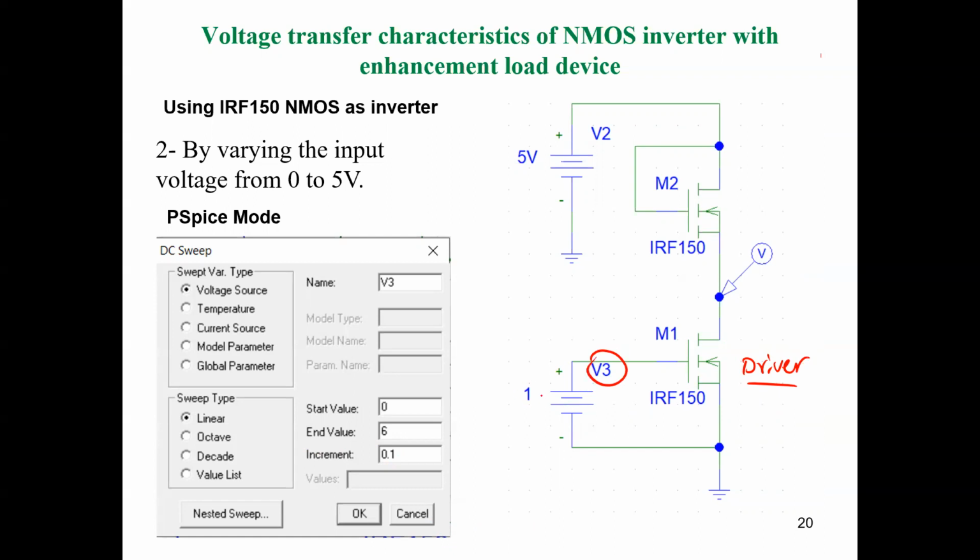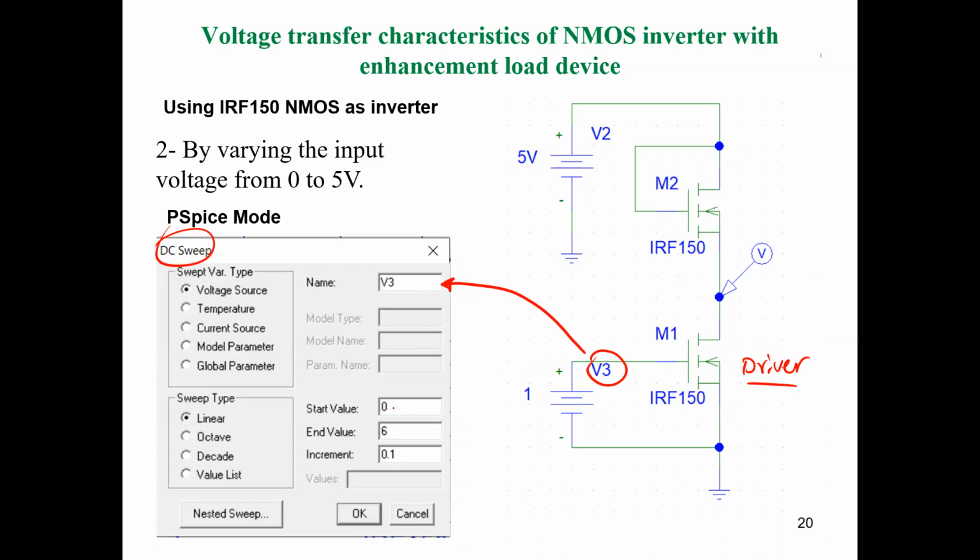Preliminary, it was a 1 volt battery like that, for instance. However, we are going to use here another mode, which is DC sweep mode. For DC sweep mode, don't care about the value here because you are going to consider this as a variable. So this here, V3, is our variable. So you need to open the setting of DC sweep and put the name of the variable here. This is the name, V3, and change this variable as you like.